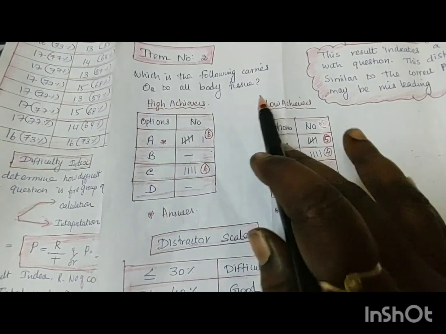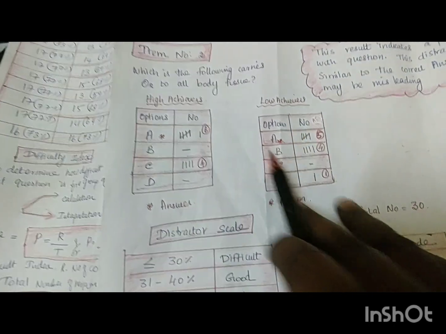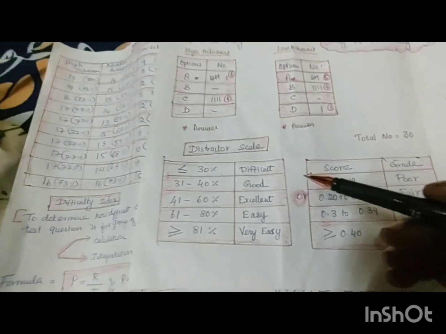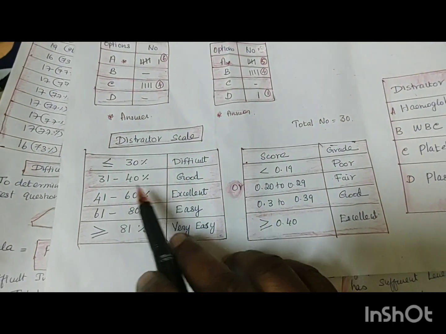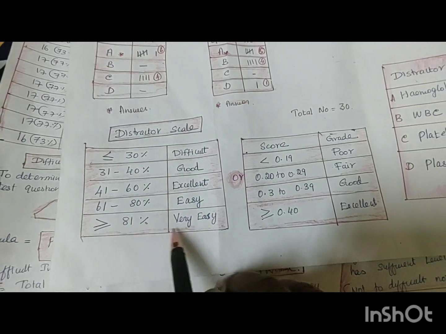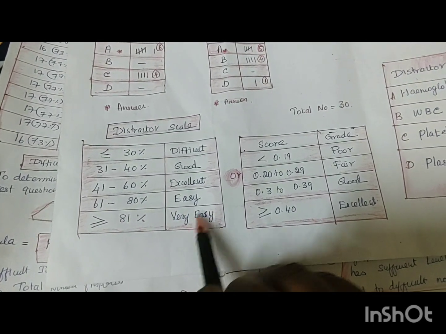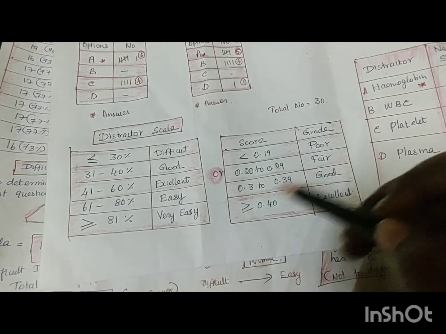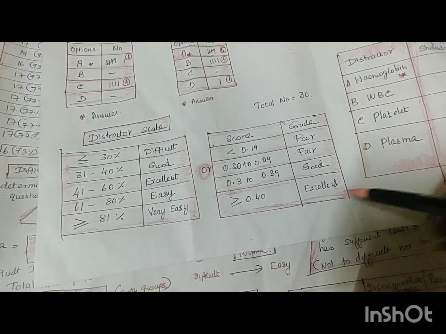Which of the following carries oxygen? This is the high achiever. This is the low achiever. Okay. So the scale says that less than 30% is difficult, 31 to 40 is good, 41 to 60 is excellent, 61 to 80 is easy, above 80 is very difficult. Or this score: 0.19 is poor, 0.20 to 0.29 is fair, 0.32 to 0.39 is good, and this one is excellent. Understand?